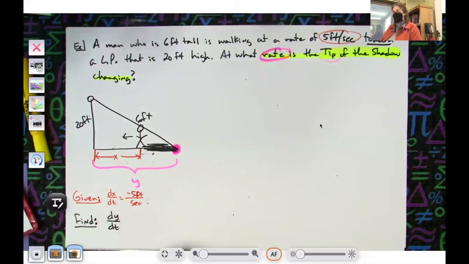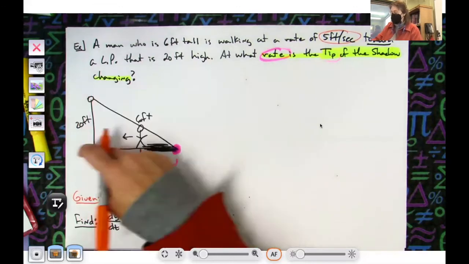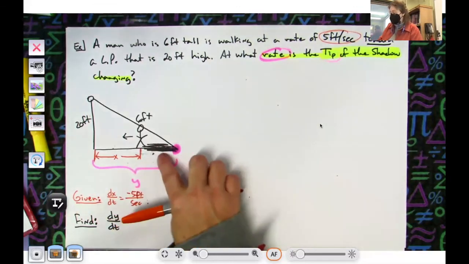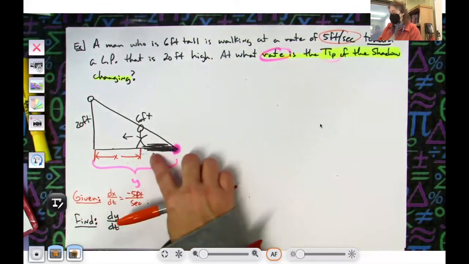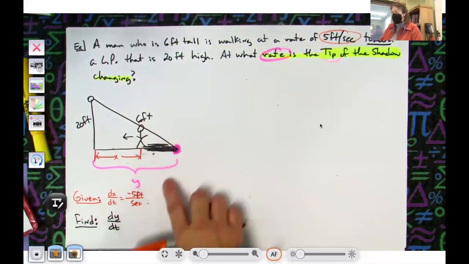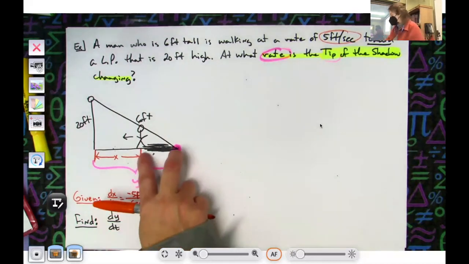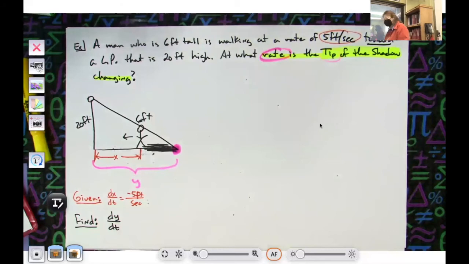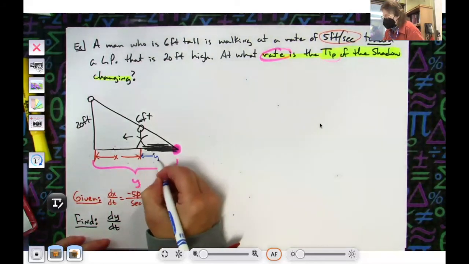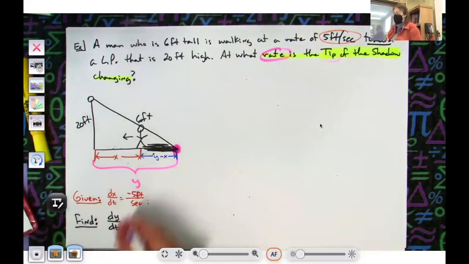Now, I still have my two similar triangles. I've got this triangle, and then I've got the big triangle. But I'm missing this distance in here, because if I'm going to write a proportion, I need 6 over something. This missing distance in there that you've got to calculate on your own is going to be y minus x. So that distance is y minus x.